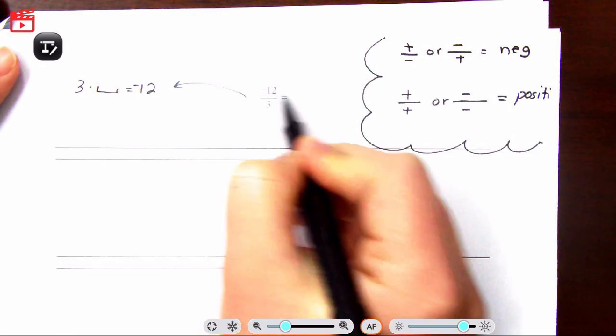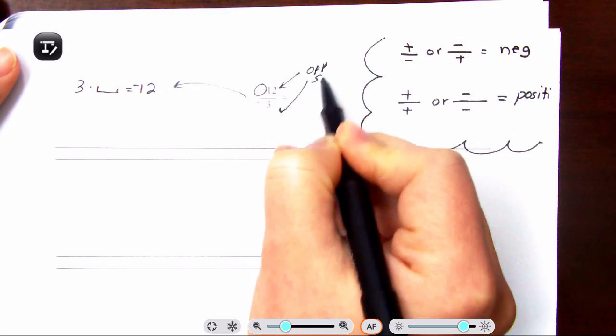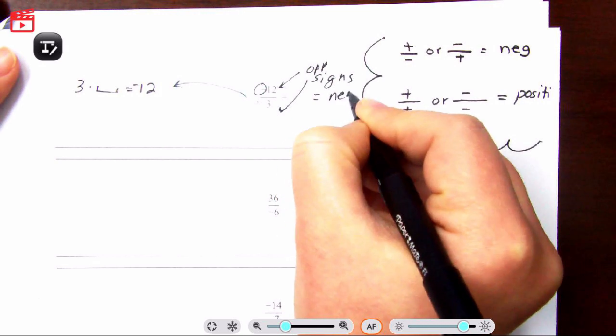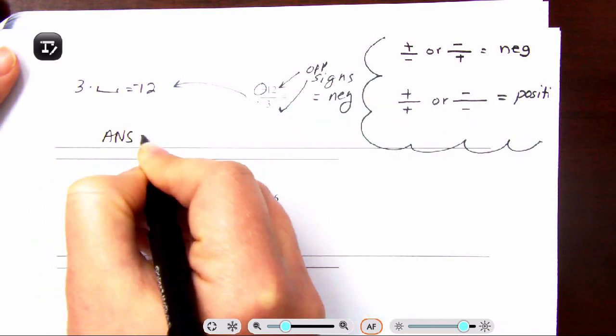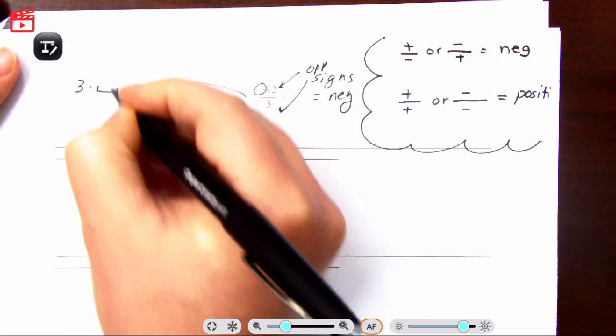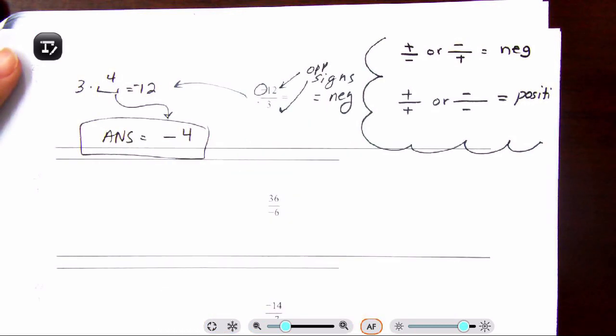Well, here's the thing. These are opposite signs. You know your answer is going to be negative. So for our answer, we know we're going to have a negative. Well, what is 3 times what is equal to 12? 3 times 4 is equal to 12. So that's going to be our answer, and we know we have a negative in front of it.